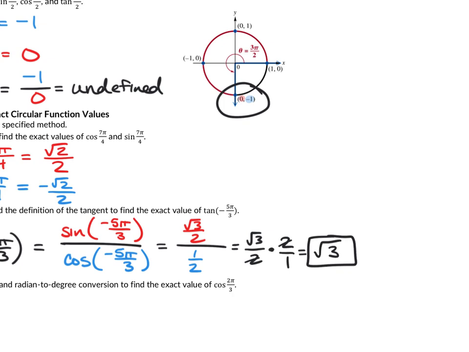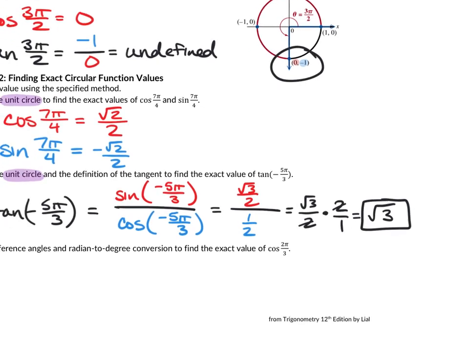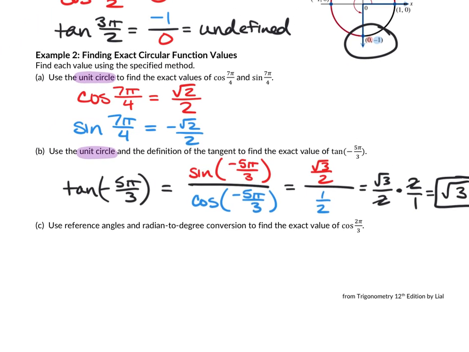Which makes sense, because if we think about that unit circle, and I'm going to flip back to the other page now, the last part here says use reference angles and radian to degree conversion to find the exact value of cosine of 2 pi over 3. Okay, this time we're not going to use the unit circle to think about it, so don't flip it over. When I ask you to use reference angles, we're trying to think about small acute angles and then the quadrant that it's in. This is just like the first gym kit I had you play today.